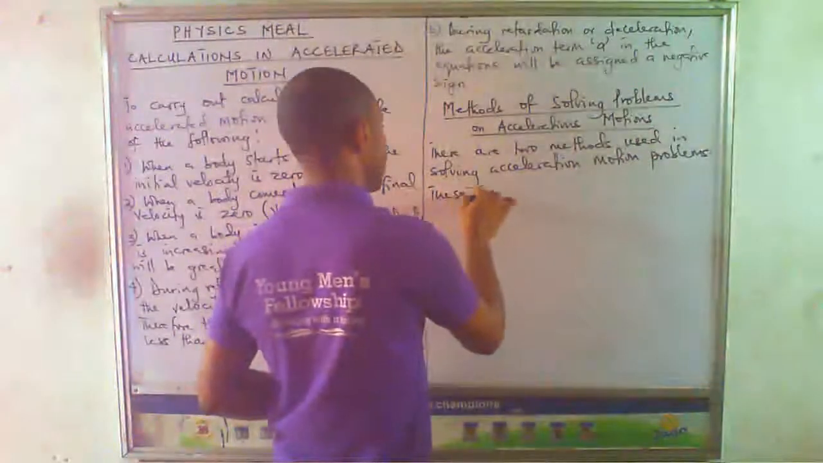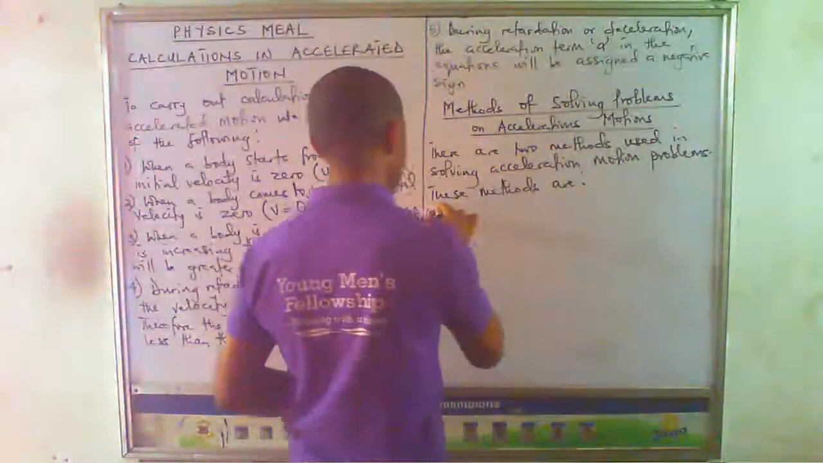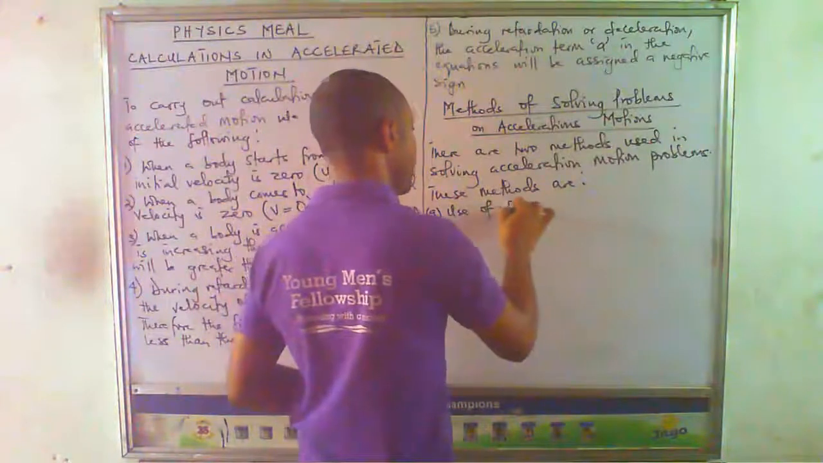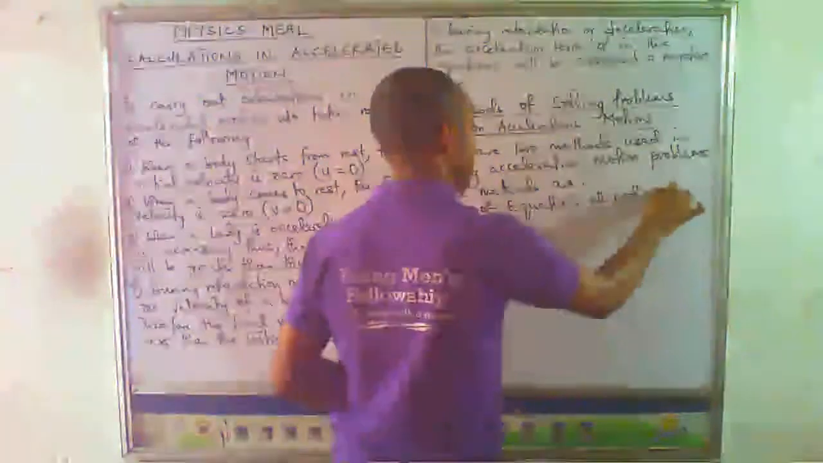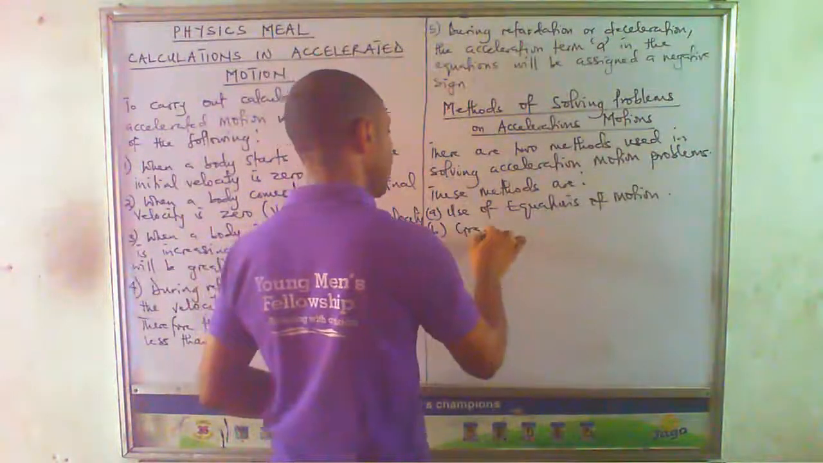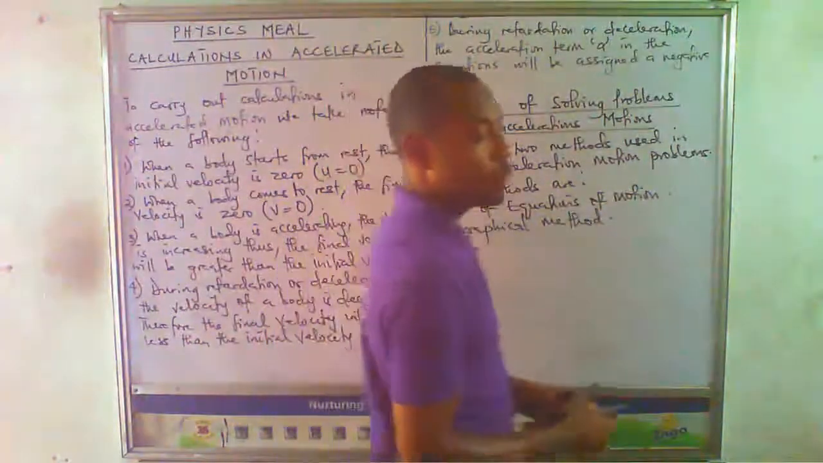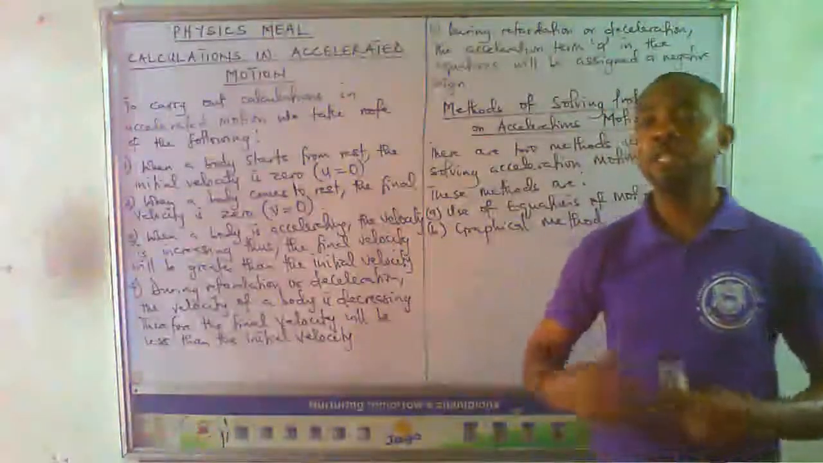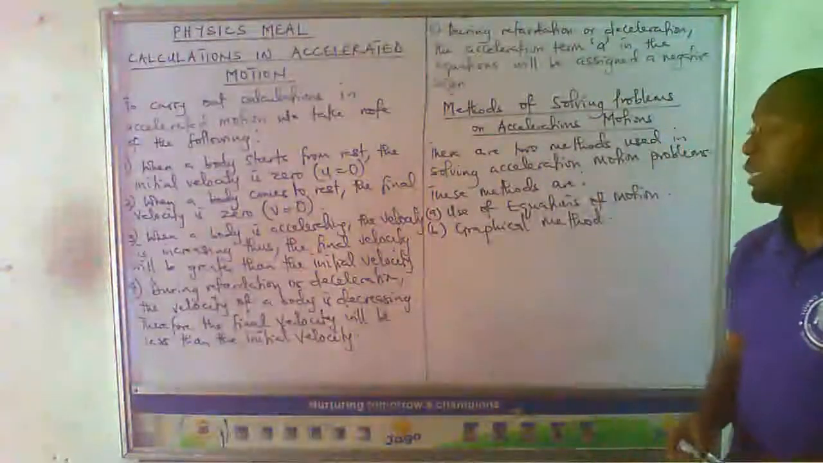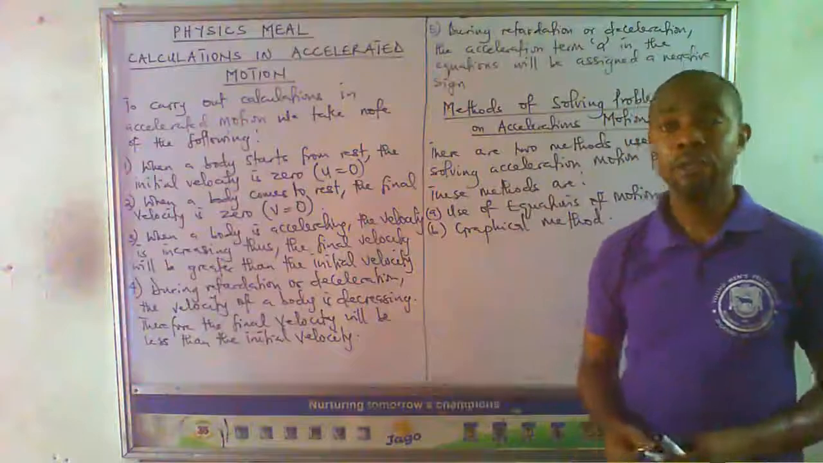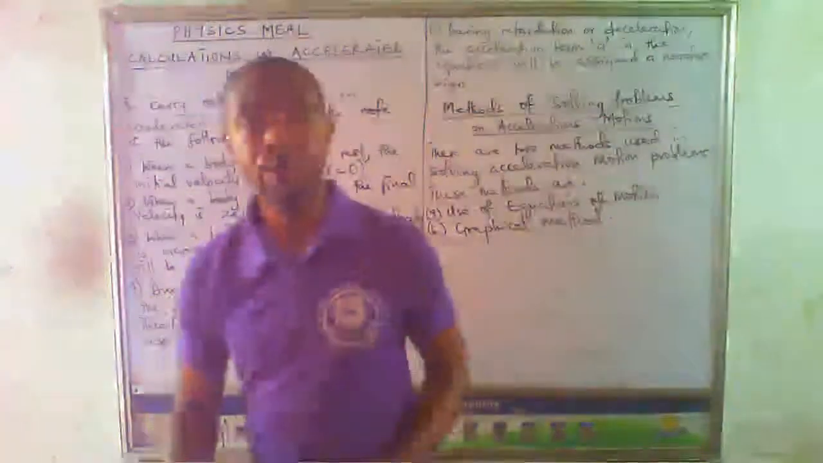These methods are the use of equations of motion, and the second one is the graphical method. So these are the two methods we are going to concentrate on: the use of equations and the graphical method. Each of them has its own set of rules or procedures that must be followed in order to use that particular method.